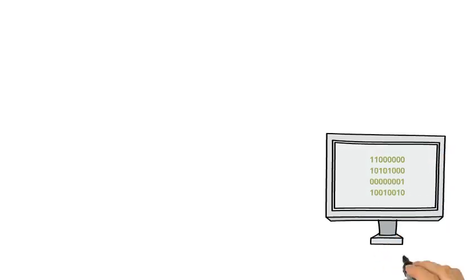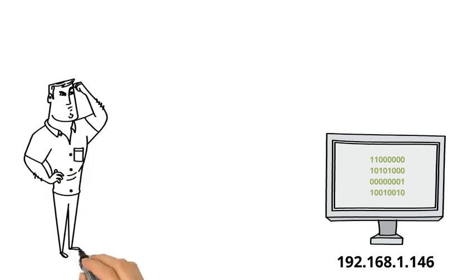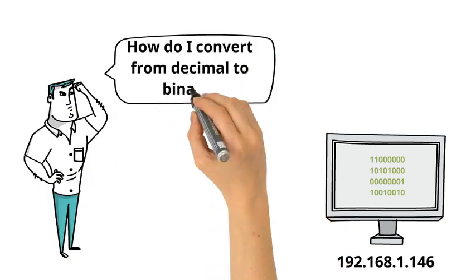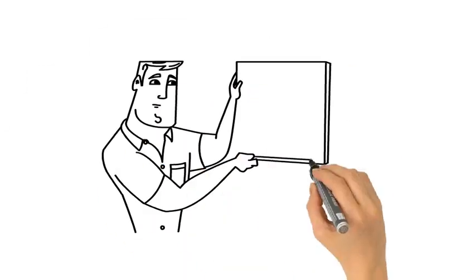Remember, computers think in binary, and that includes the way they process IP addresses. But we view IP addresses in decimal. So how do we convert from decimal to binary? Let's start by creating a conversion chart.